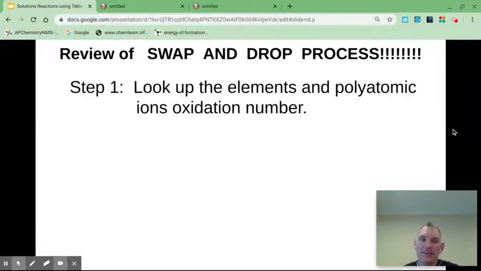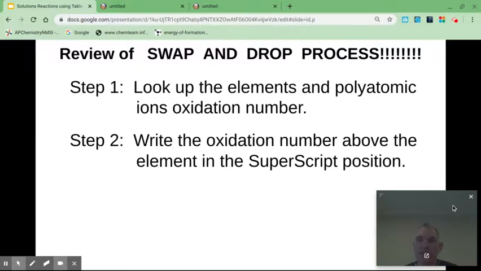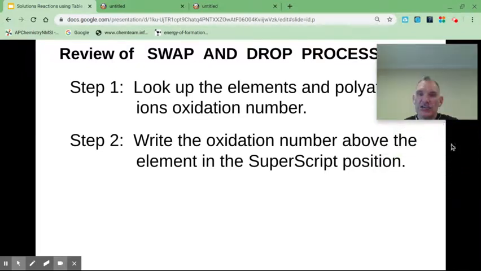Let's check it out. First, the swap and drop process. We have to remember step one. We have to look up the elements, and if a polyatomic ion is present, table E, we must look up their oxidation numbers. When we look up these items, we are then going to write the oxidation number above the element in the superscript position. Now, remember, all that term means superscript is if I was using a document and I had to put that in the right place, I would do format, text, superscript. But let me show you what that means for us if you've forgotten.